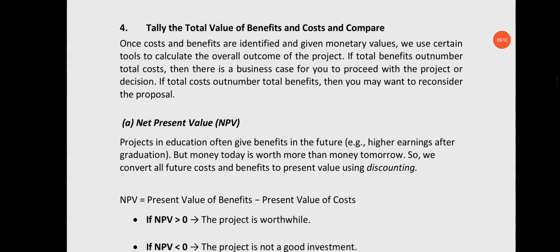Number 4, tally the total value of benefits and costs and compare. Once costs and benefits are identified and given monetary value, we use certain tools to calculate the overall outcome of the project. If total benefits outnumber total costs, then there is a business case for you to proceed with the project or decision. If total costs outnumber total benefits, then you may want to reconsider the proposal.